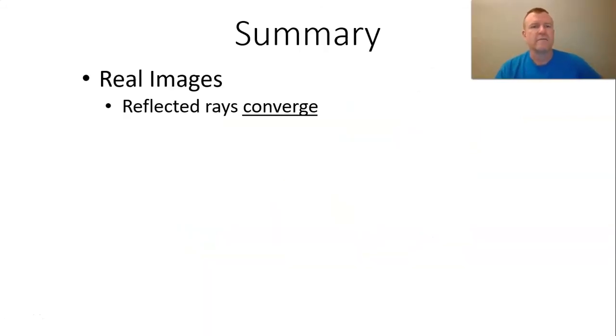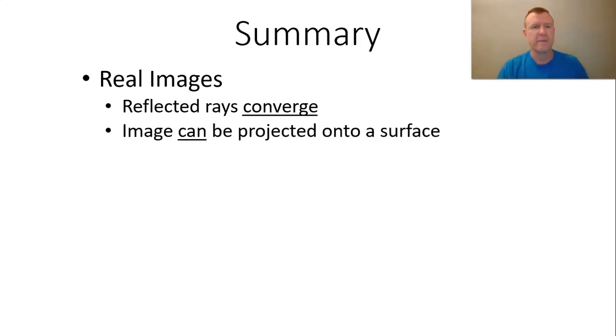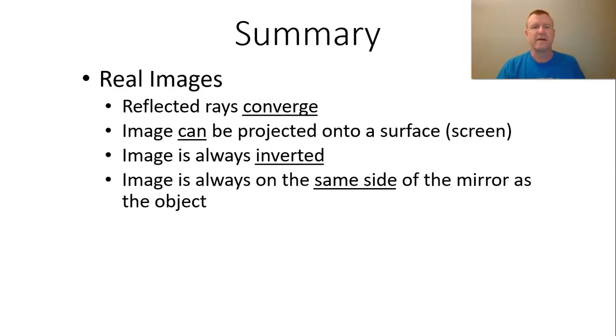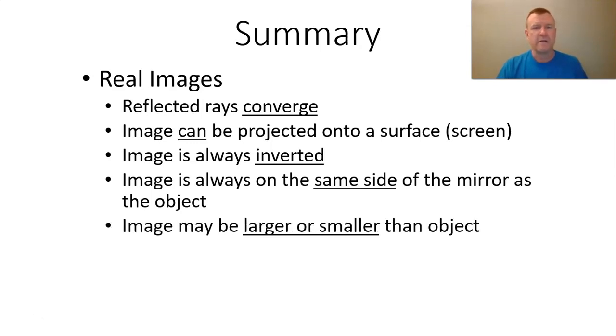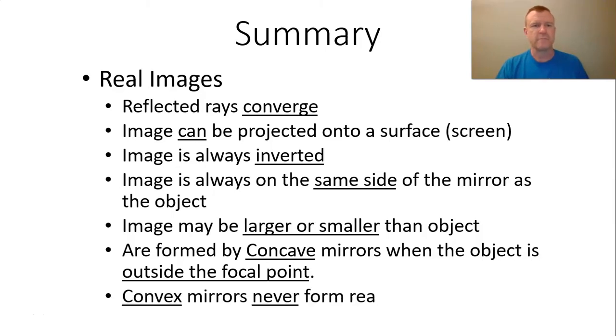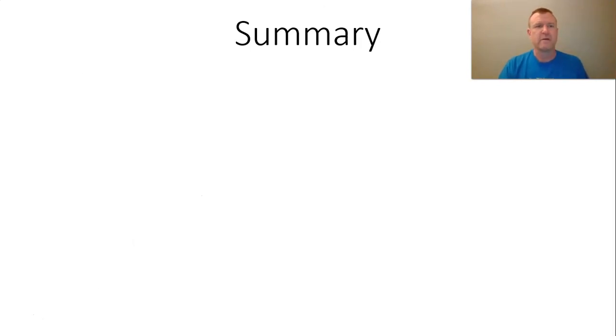So real images, they are when the reflected rays converge to a single point. You know it's a real image if you see that. The image can be projected onto a screen. If you see an image projected onto a screen, you know it's real. Image is always inverted. Real image is always on the same side of the mirror as the object. And the real image, it may be larger or smaller than the object, depending on where that object is located. Real images are formed by concave mirrors when the object is outside of the focal point. Convex mirrors never are able to form real images.